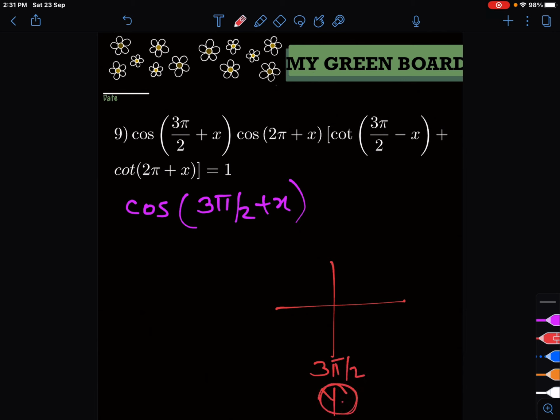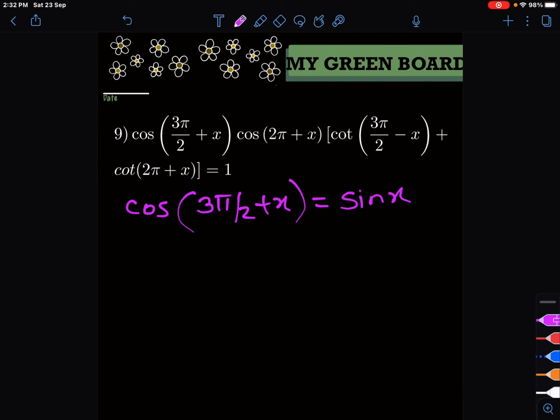Whatever radian comes on the y-axis, your function will get changed. So it will change to sine. Be very clear with this. This will become your sine x. Understood? So now your cos 3 pi by 2 will become sine of x.